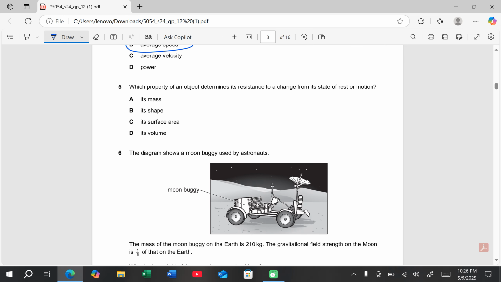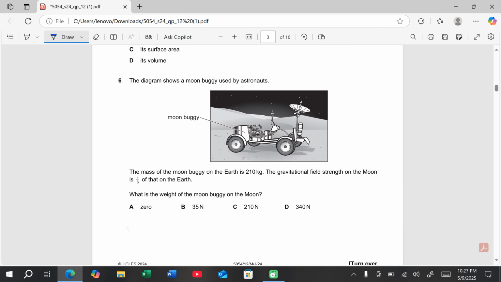Which property of an object determines its resistance to change from its state of rest or motion? That's its mass. Mass, because he is talking about inertia. This is the inertia, and inertia depends on the mass.